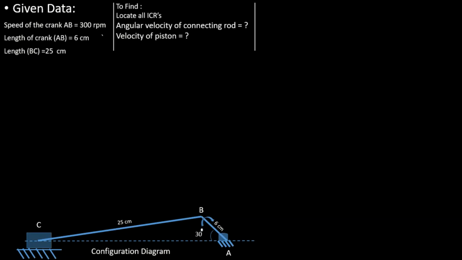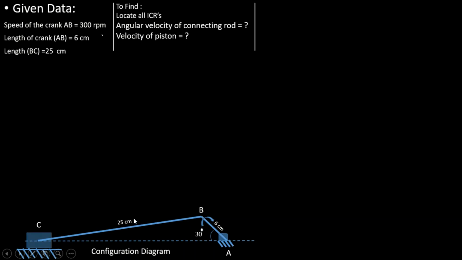First of all, while drawing the configuration diagram of the slider crank mechanism, first draw this dotted line, which is called the line of stroke or the line of action. This is the line of action or line of stroke along which the slider moves. Then fix any point A on this dotted line. Then measure an angle of 30° and mark an arc of radius 6 cm from point A. So we'll get point B. Once we get the point B, then we have to locate the point C on the line of action. So now it is very easy.